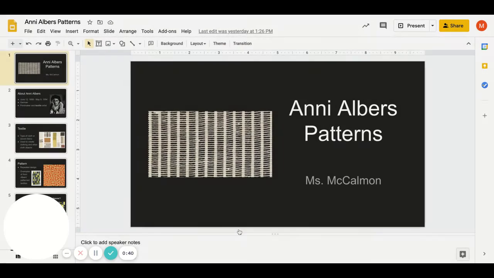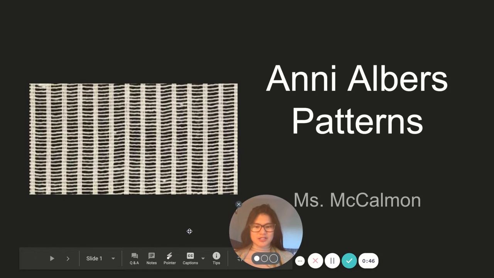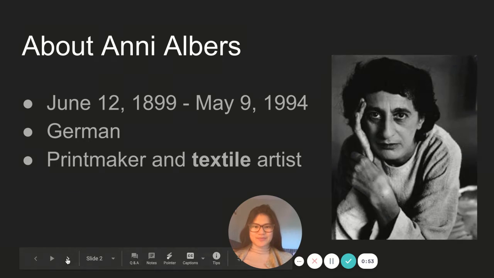All right. So, Anni Albers. She is an artist. She made this, and I'm going to tell you a little bit more about her type of art. Anni Albers was born on June 12th, 1899, and she lived until May 9th, 1994. So she was very old, 96 years old, I believe, and she is German, although she is considered an American artist because she lived and worked here. She is a printmaker and a textile artist.